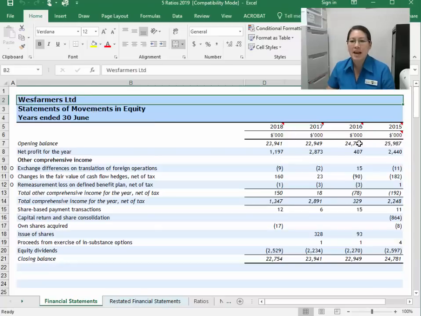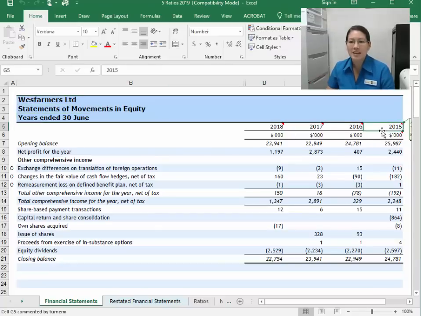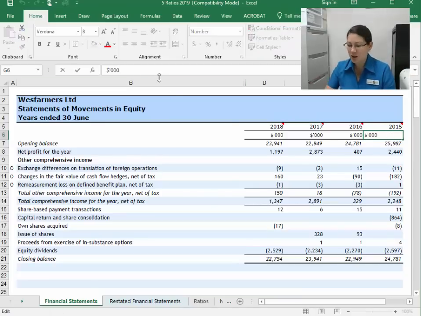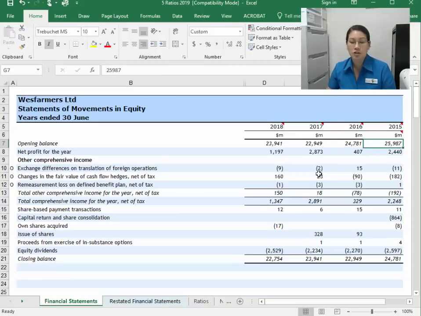I customized the name, the balance date and the year, and I forgot to customize the denominational currency that our financial statements are denominated in. So you only have to change it once and it flows through the rest of the document, thank goodness. So I'm just going to go back. Now you'll know what your company's financial statements are denominated in because they'll list it in the actual financial statements themselves. And I know mine are in millions of dollars for Wesfarmers, so I'm just going to change that to millions of dollars here in my spreadsheet.